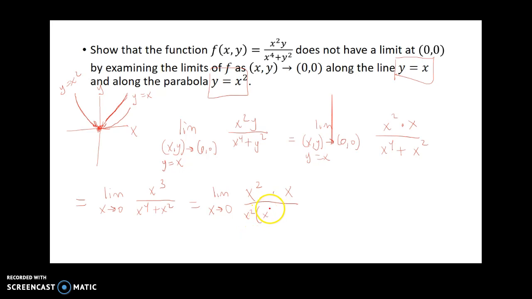So x squared, if that gets factored out, x squared plus 1. And now I can cancel those out. And now this becomes the limit as x approaches 0 of x over x squared plus 1. And now notice that by doing that cancellation, I can plug in 0 for x and evaluate this. I get 0 over 0 squared plus 1, which equals 0.